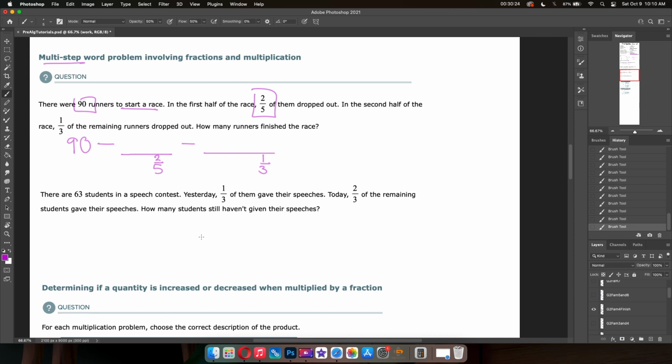The next question then begets is, what are we multiplying it with for? Because we know multiplication is being used in here. It's literally in the title. So if we're taking rid of the first half of the race, half of them, who is the them? The 90 runners. So what is 90 times 2/5?